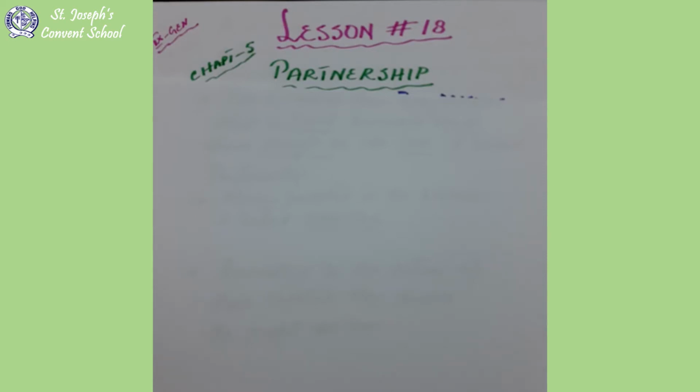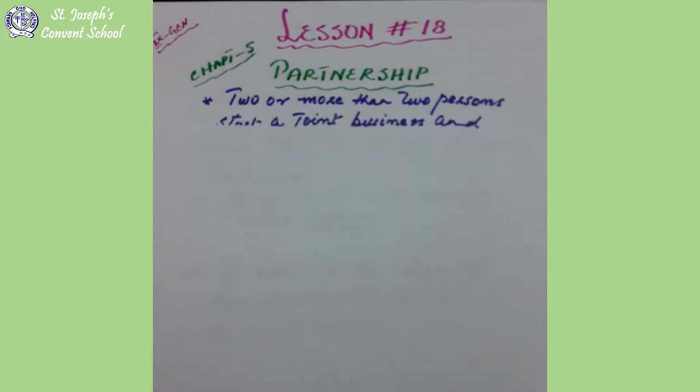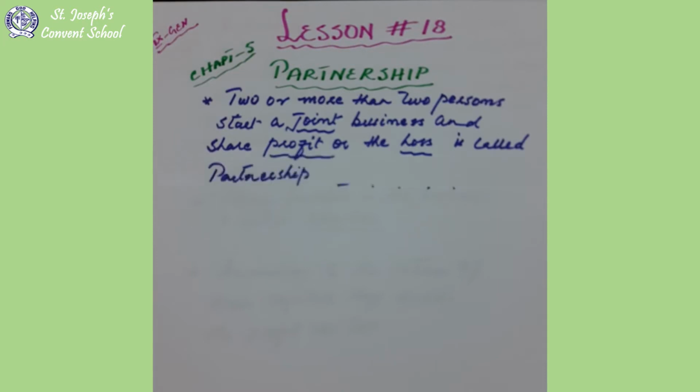First, I'm going to explain what partnership is. Partnership is when two or more than two persons start a business, okay? And business is a joint business. They are investing money in the business, and after investing, whatever profit or loss is there, they share it. So it is known as partnership. I have written the definition. You can see, two or more than two persons start a joint business and share profit or loss is called partnership. Okay, so this is the definition.